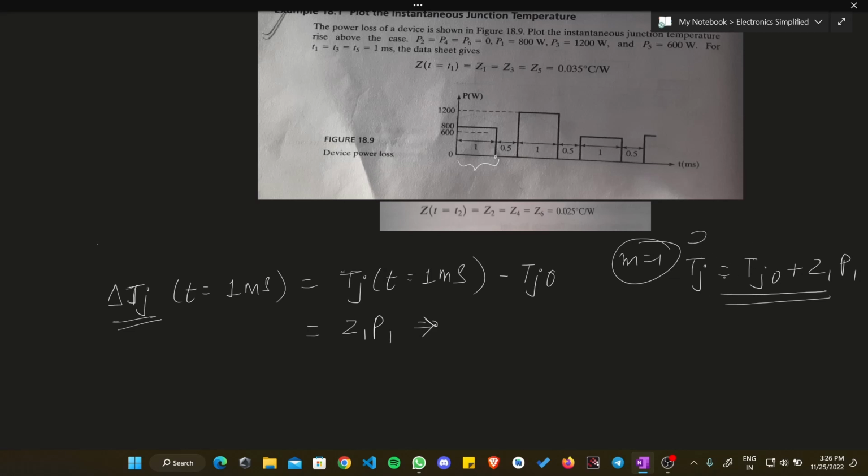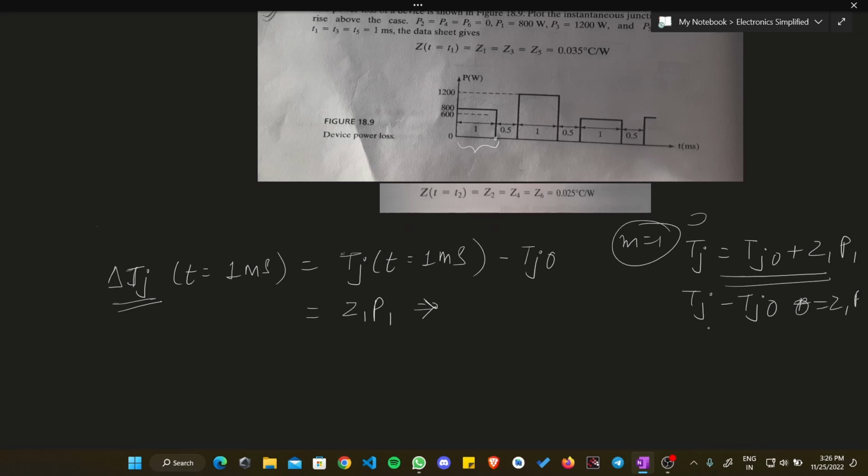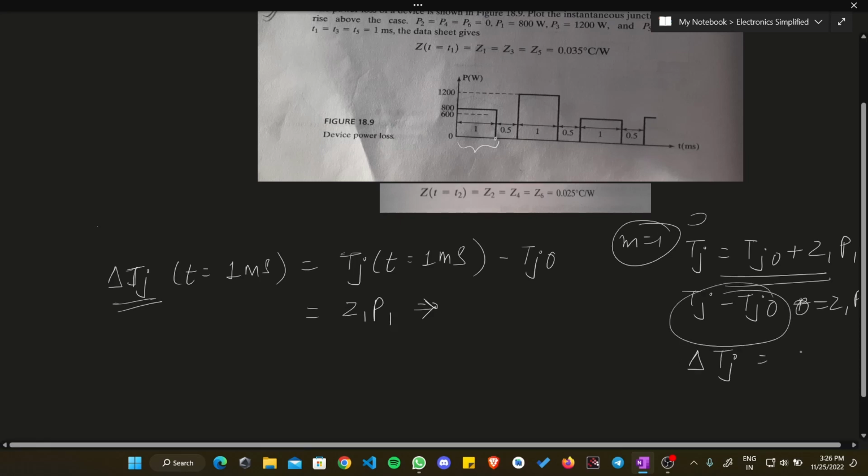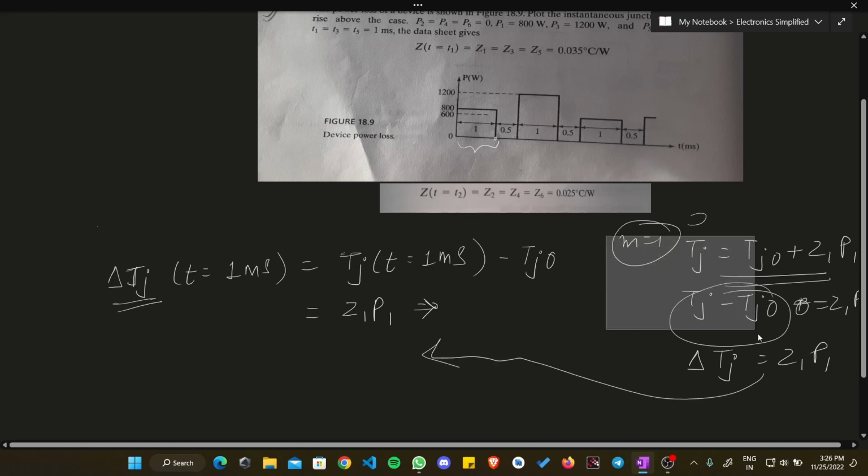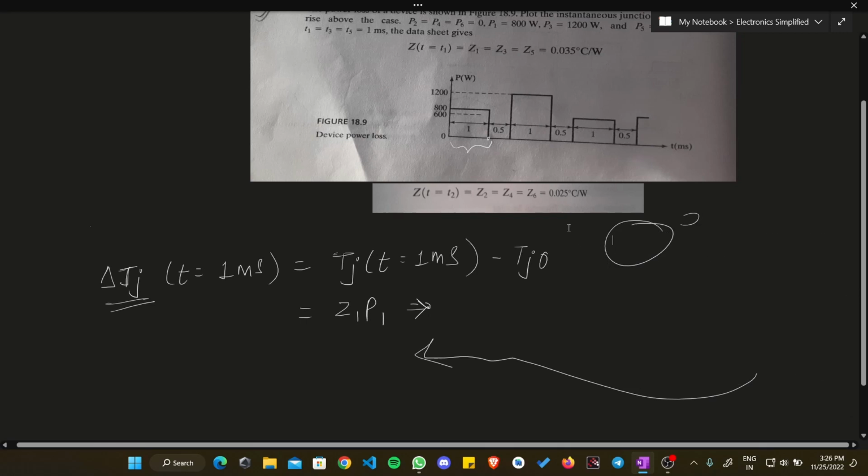And now we have to find the delta Tj. So you have to write Tj minus Tj0 is equal to Z1 P1. Now Tj minus Tj0 is equal to delta Tj is equal to Z1 P1. So this is how we are getting this Z1 P1. I hope we are clear with this.